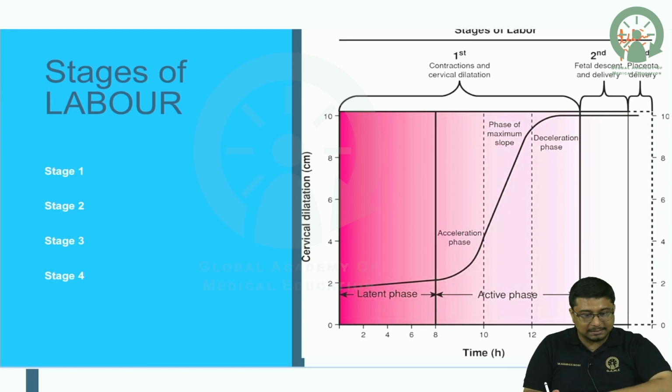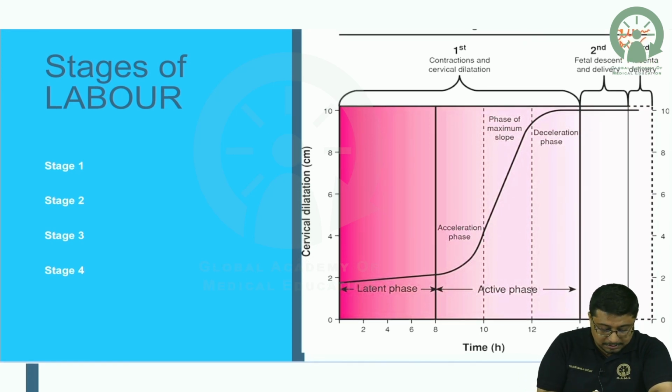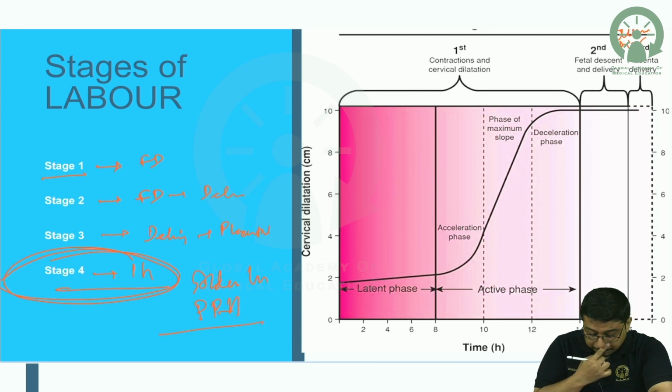Next we will come to discuss the stages of labor. Stage 1 is from the uterine activity causing cervical changes to full dilatation of the cervix. Stage 2 is full dilatation of the cervix to delivery. Stage 3 is from delivery to placental delivery. And stage 4 is very important. It is 1 hour after the placental delivery, that is the golden hour for PPH, for postpartum hemorrhage. And stage 1 is divided into 2 phases, the active phase and the latent phase.